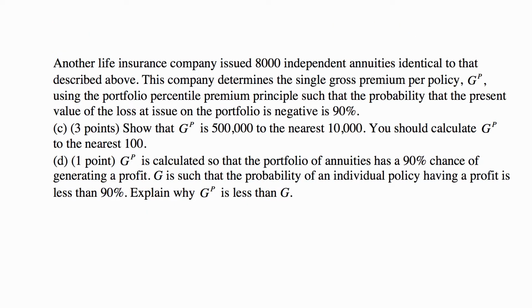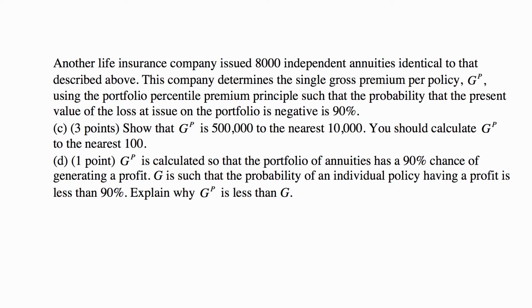Another life insurance company issued 8,000 independent annuities identical to that described above. This company determines the single gross premium per policy, GP, using the portfolio percentile premium principle, such that the probability that the present value of the loss at issue on the portfolio is negative is 90%, which simply means that the company has a profit. Negative loss is a profit, with probability 90%. Show that GP is 500,000 to the nearest 10,000. You should calculate GP to the nearest 100.